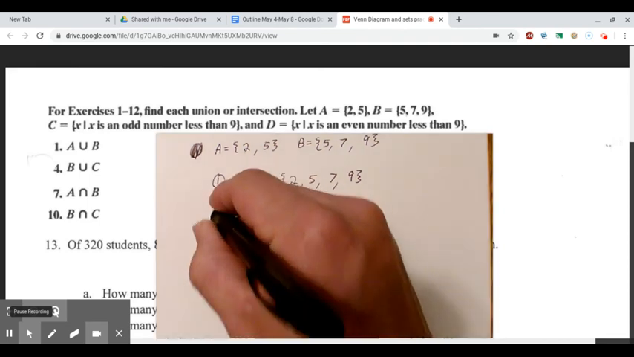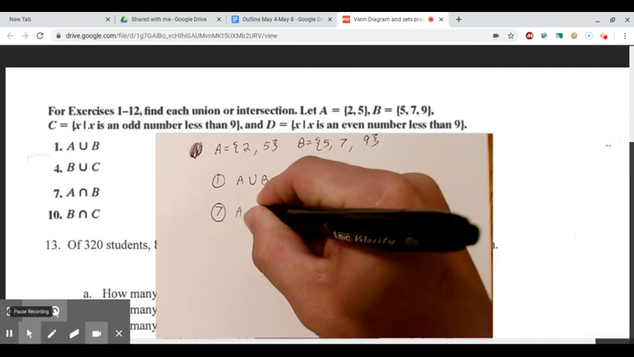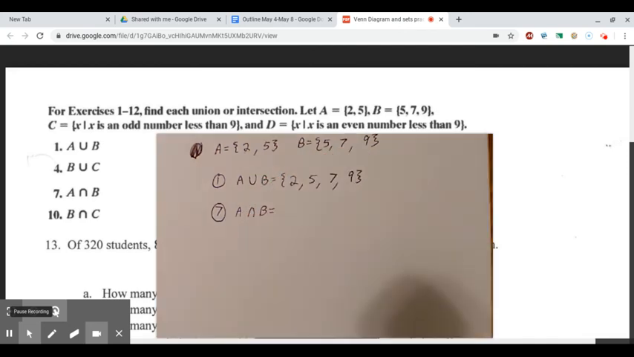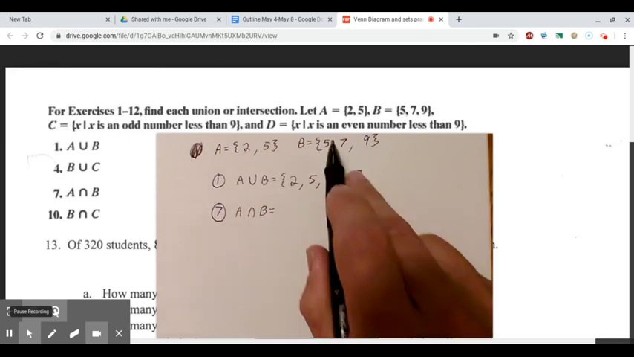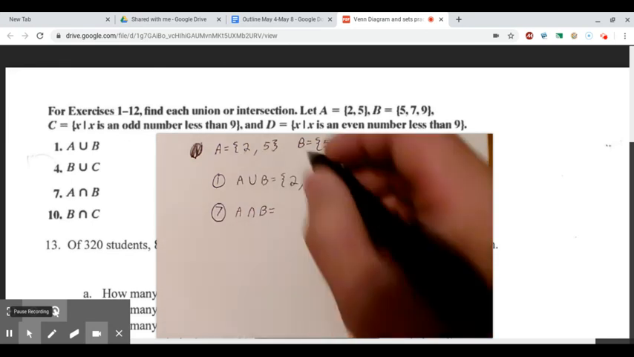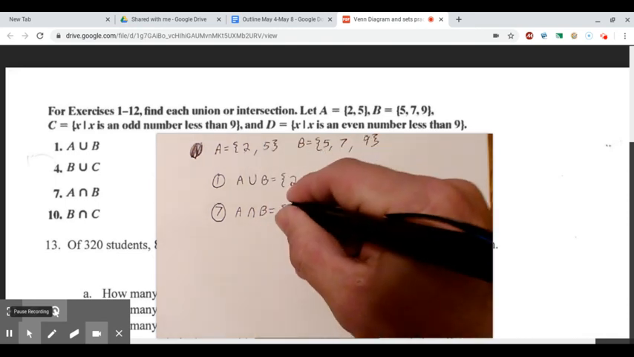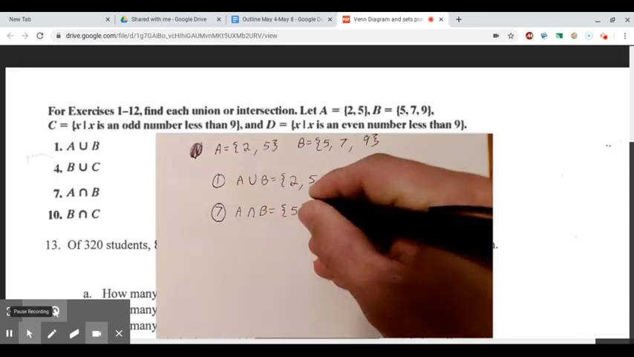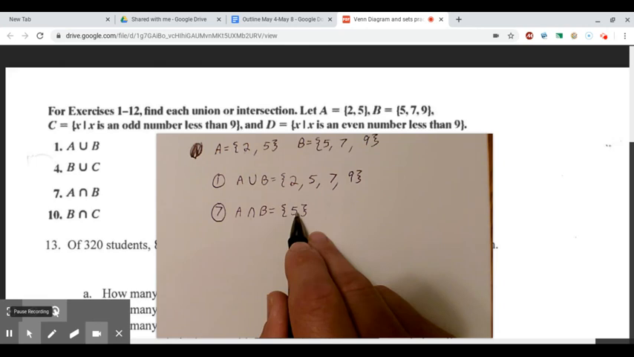Now I'm going to jump down to number 7, where I'm going to do the intersection of these two sets. So A intersection B. Now, when I'm looking at an intersection, I'm looking specifically at the elements that occur in both sets. So I'm looking at 2 and 5, and I'm looking at 5, 7, and 9. The only element that's in both is 5. So my answer here is simply 5, because this is the word and. It has to be in both sets. I'm looking at a 5.